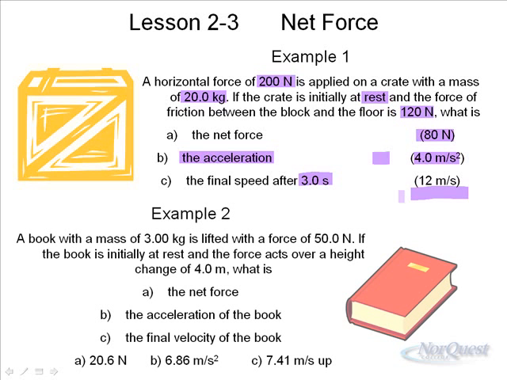The next example is similar to this. A book with a mass of 3 kilograms is lifted with a force of 50 newtons. Now, you know that the upward force is 50 newtons. What about the downward force? In this case, the downward force is found by finding the weight of the object.